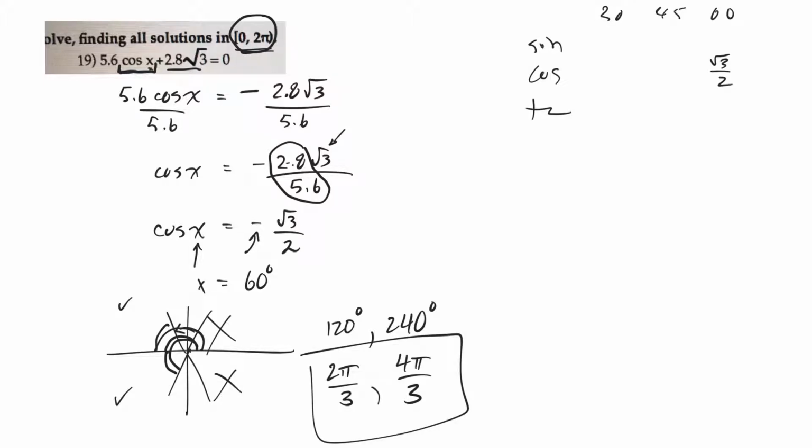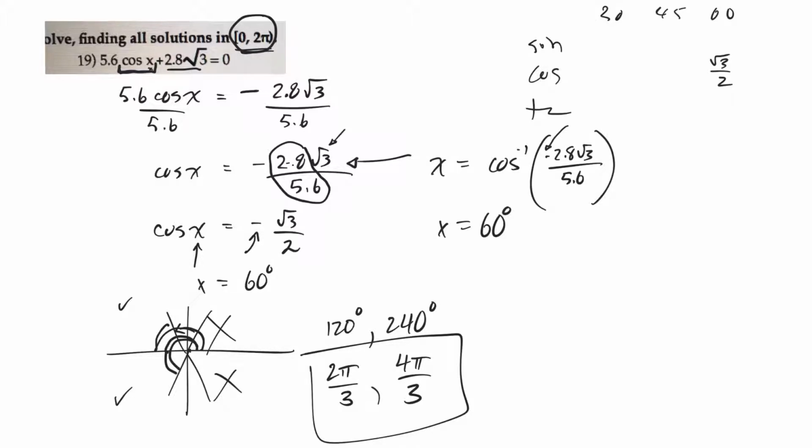Now, if you didn't recognize this here, you could, if you wanted to, plug this in your calculator. So you could go x is equal to the arc cos of negative 2.8 root 3 over 5.6. I typically don't put the negative sign in there because I worry about the negative later as to which quadrant it's in. But if you do that, it should come out to a reference angle of 60 degrees. Putting the negative in there, it might give you 120 degrees right off the bat.